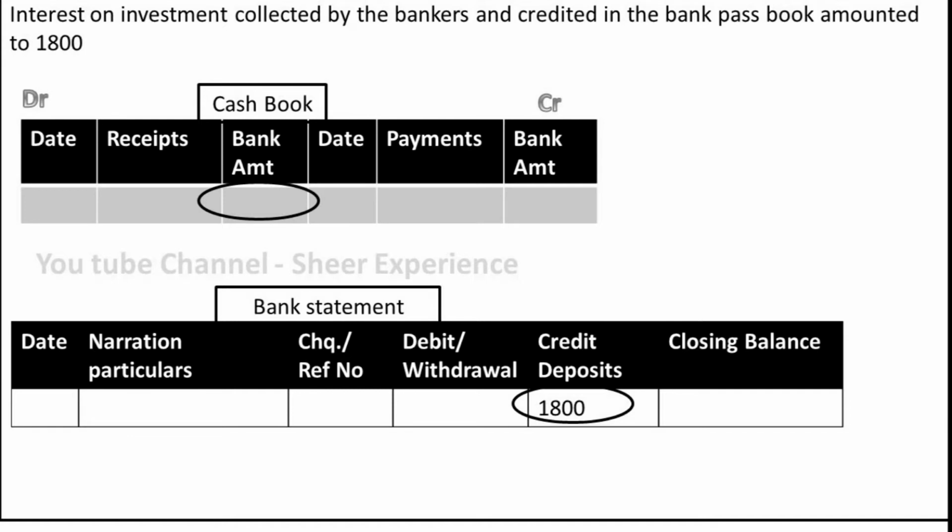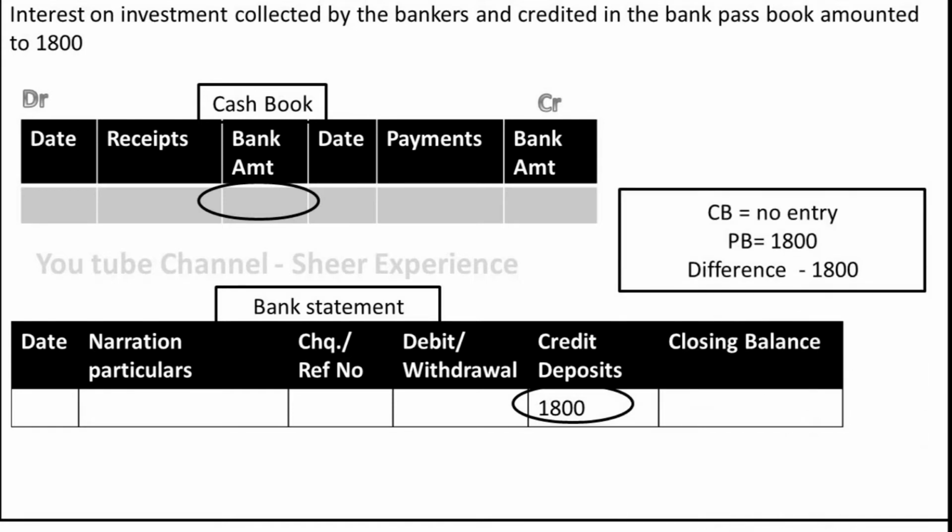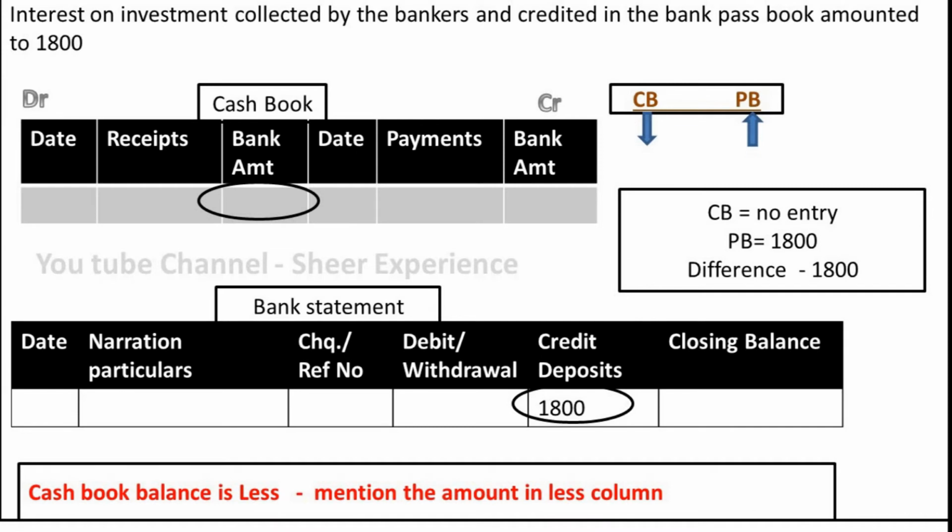The difference between cash book and passbook is 1,800. When the difference amount is related to receipts, it increases the closing balance. Here bank balance is more than cash book balance. I am preparing the bank reconciliation statement with overdraft passbook balance, so I refer to the cash book balance. Here cash book balance is less.